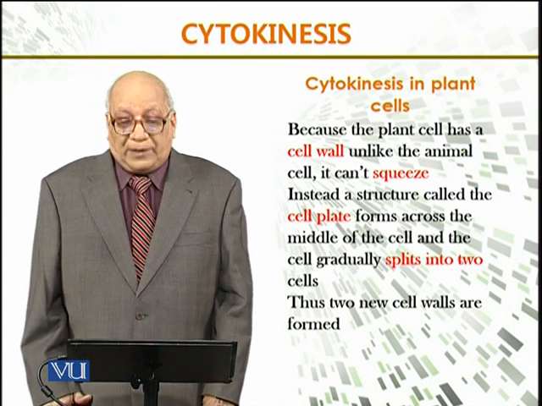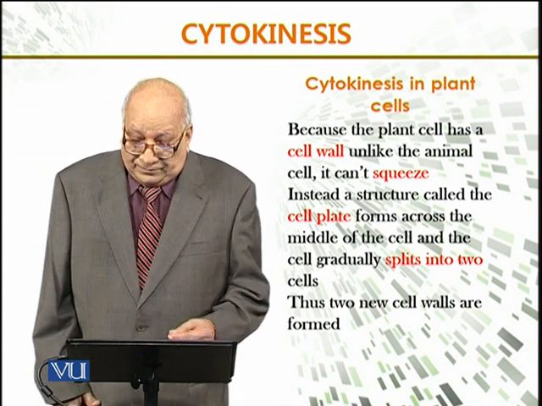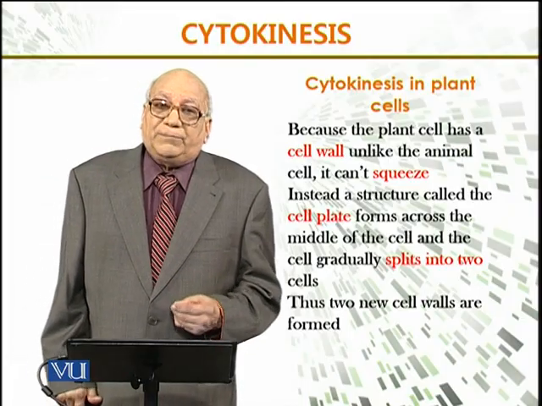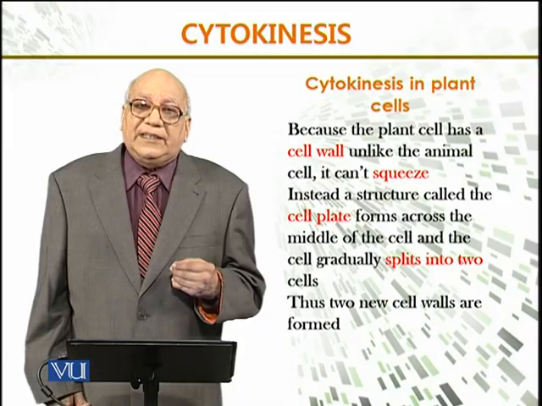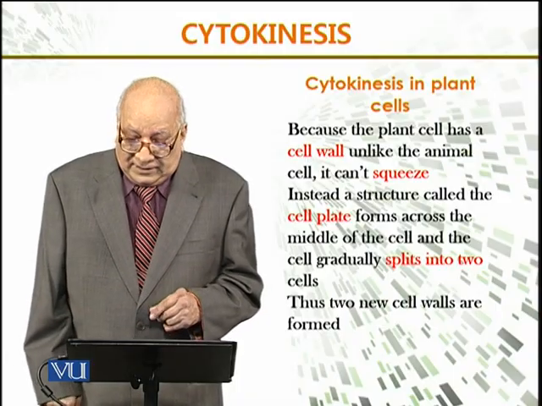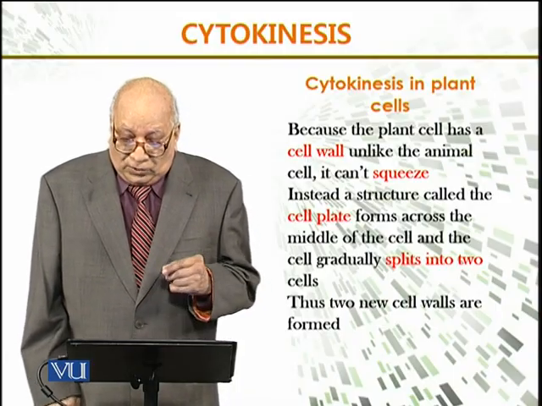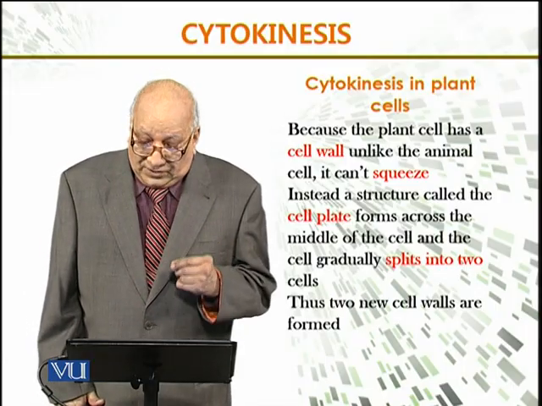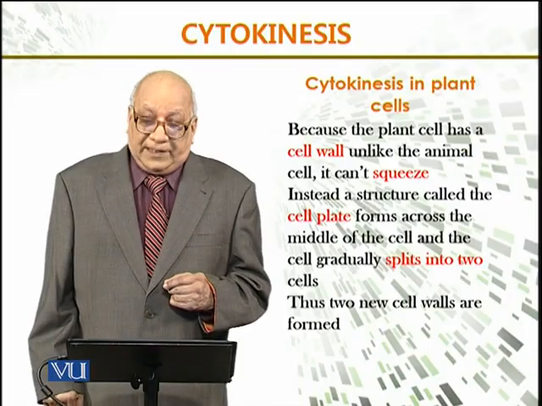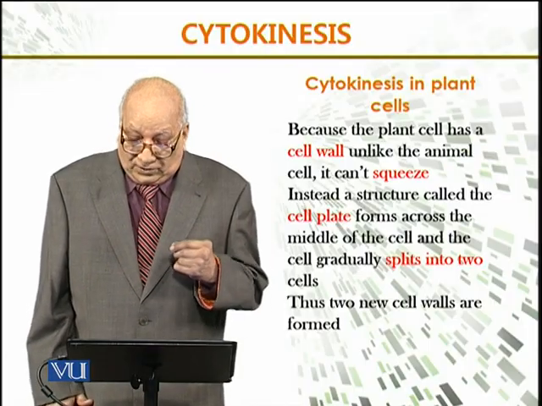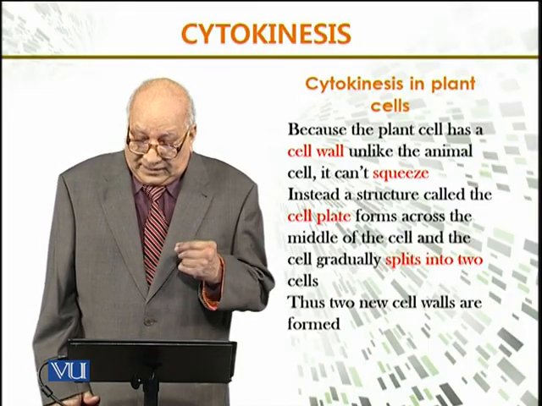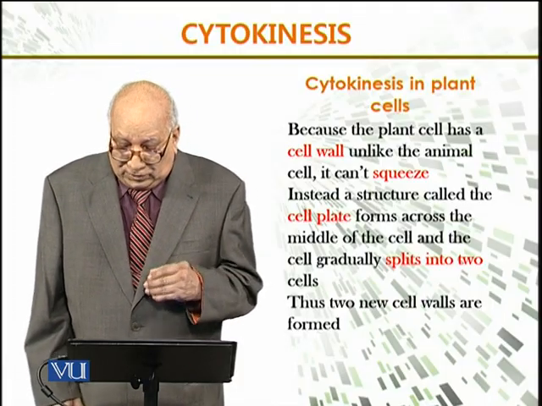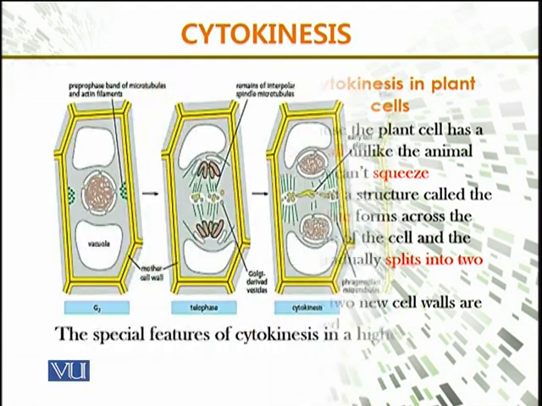Cytokinesis in plant cells, however, occurs differently, due to the fact that plant cells have a cell wall, and the cell wall is very rigid. So unlike the animal cell, the cell wall can't squeeze. Instead, a structure called the cell plate forms across the middle of the cell, and the cell gradually splits into two parts. Thus, two new cell walls are formed.